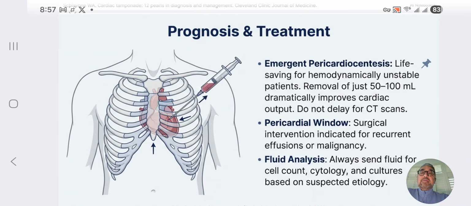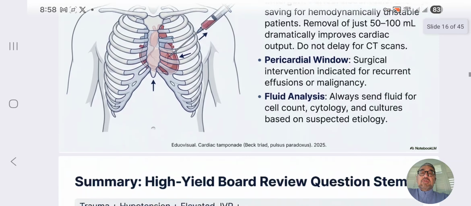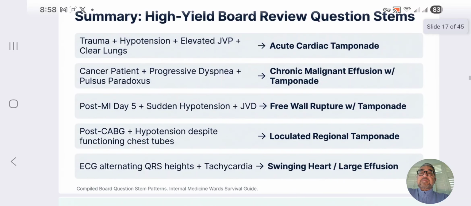Emergent pericardiocentesis is life-saving. Unlike the image shown, usually a subxiphoid approach is used, or echocardiographically you identify the area where there is the largest amount of fluid and you tap from there. Alternatively, a pericardial window or surgical procedure can be done. Fluid should always be sent for analysis.